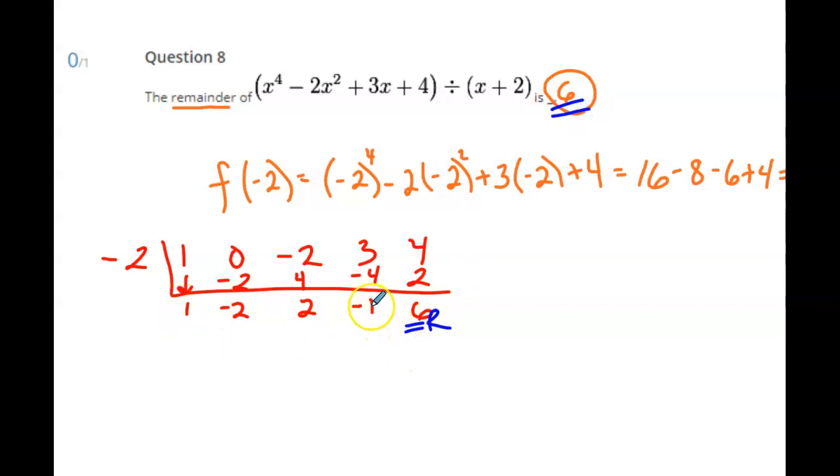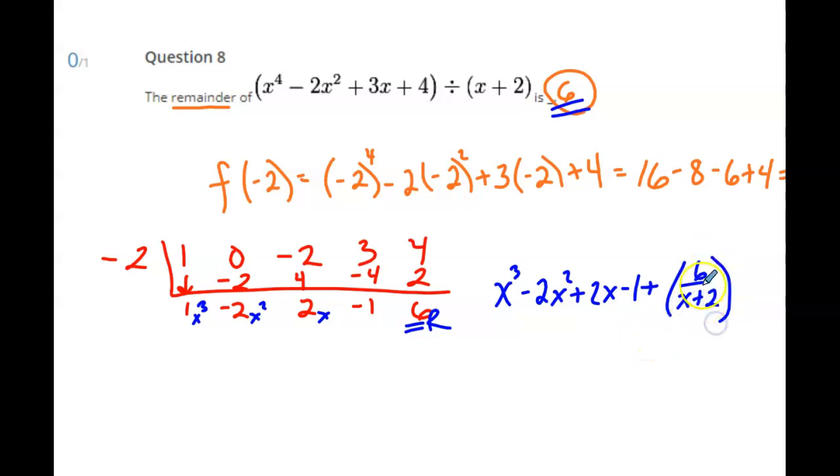And then the constant, the x squared, and the x cubed. So the quotient, if we were asked to represent the quotient of that division, would be x cubed minus 2x squared plus 2x minus 1 plus the remainder over the divisor. Right? That's where the remainder over the divisor comes into play. But question 8 was only asking us for the remainder when we're dividing x plus 2 into x to the 4th minus 2x squared plus 3x plus 4, and that remainder is just 6.